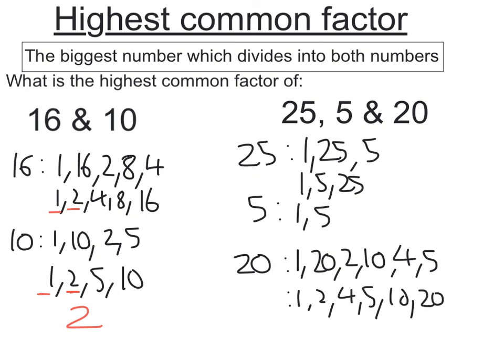So let's find what numbers are common to all of them. Well, 1 is, there's 1, and so's 5, but nothing bigger. So 5 is the highest common factor of those numbers.